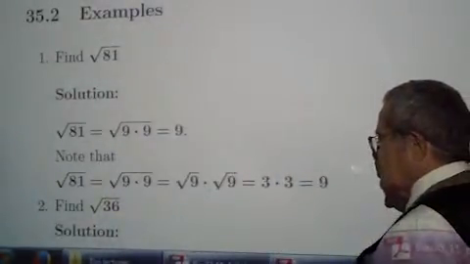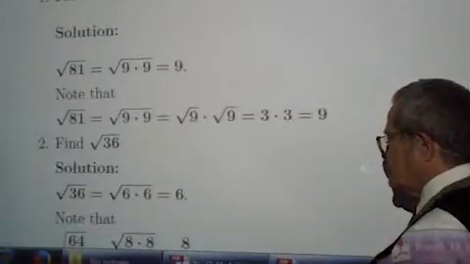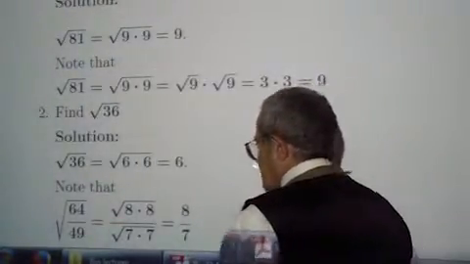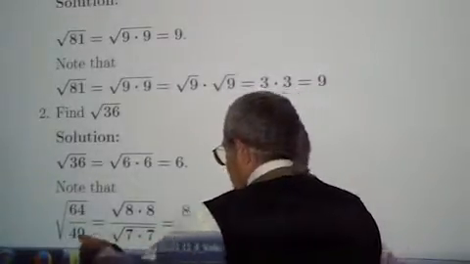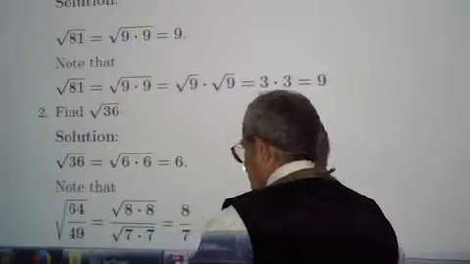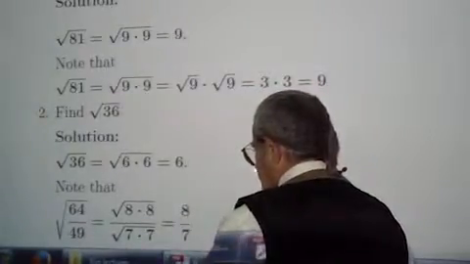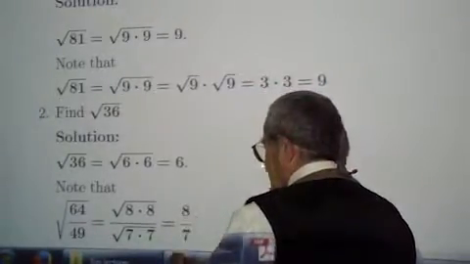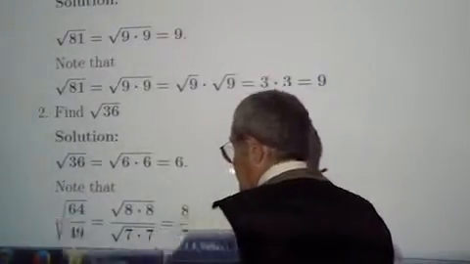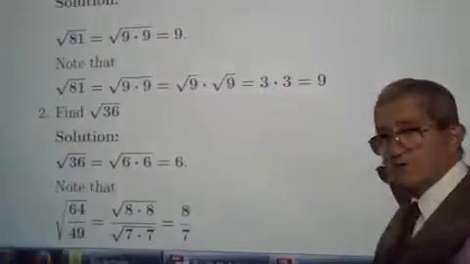The square root of 36 should be 6, because 6 times 6 is 36. The square root of 64 is 8. The square root of 49 is 7. So the square root of 64 over 49 is 8 over 7. What is 8 times 7 times 8 times 7? 8 times 8, 64. 7 times 7, 49. So that works, doesn't it?